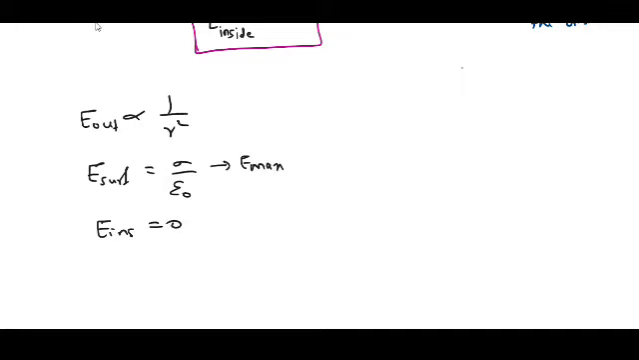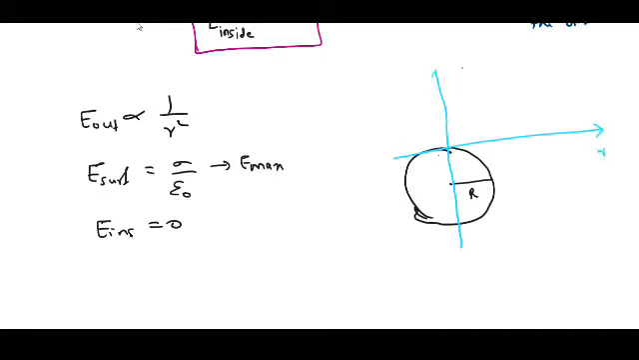Then if I plot a graph, this is our spherical shell whose radius is this capital R, and on the x-axis as usual this is r, and y-axis this is electric field E. Then inside, this is the region r less than R, where the electric field is 0. E is equal to 0.